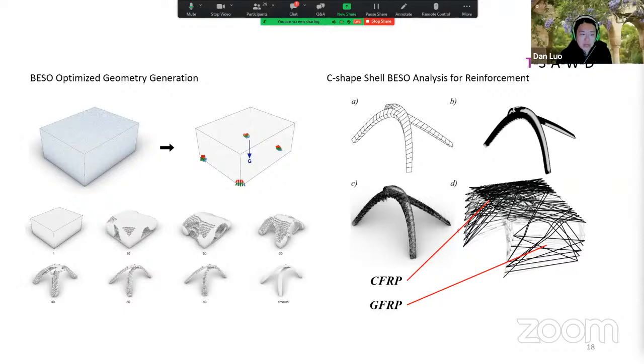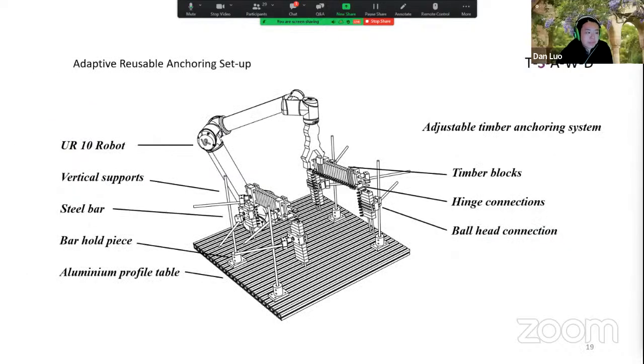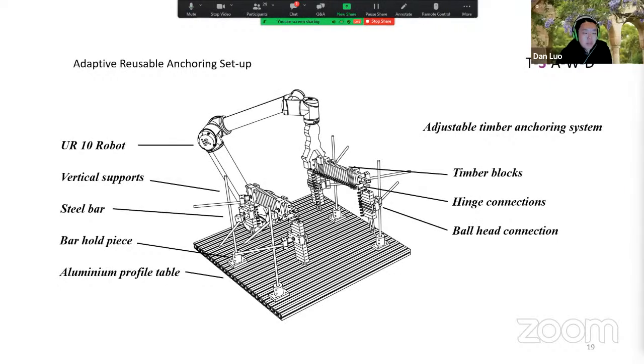a GFRP layer, glass fiber reinforced polymer, which is more for generating the form, and the carbon fiber, which is for the structural reinforcement at core locations. In this case, we have developed an adaptive anchor system that basically has two parts that can be extended to different lengths.